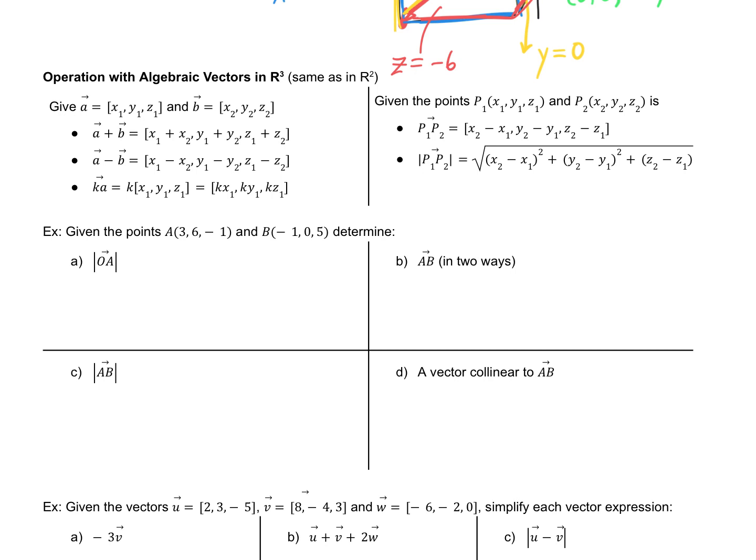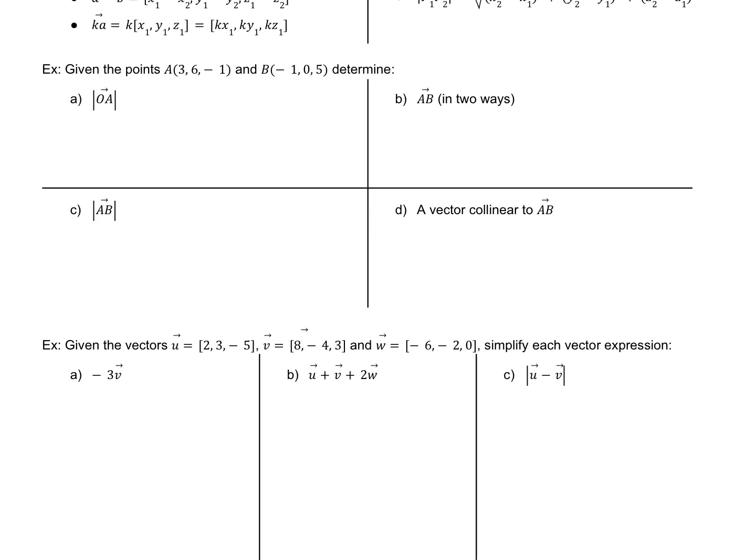And finally, if I'm given 2 points, these are not vectors, these are points, and I want to find the vector from one point to the other, I am subtracting the appropriate coordinates. So if I want to go from P1 to P2, I'm going to subtract the coordinates of P1 from the coordinates of P2. And then I can calculate the magnitude of that new vector. So let's try a few examples.